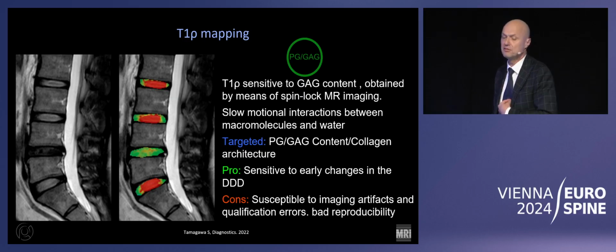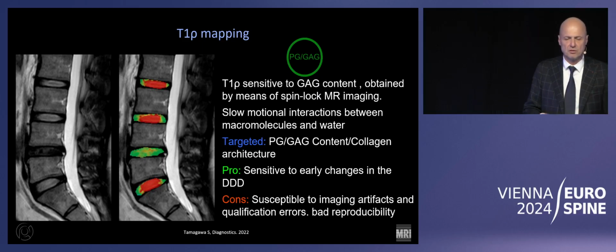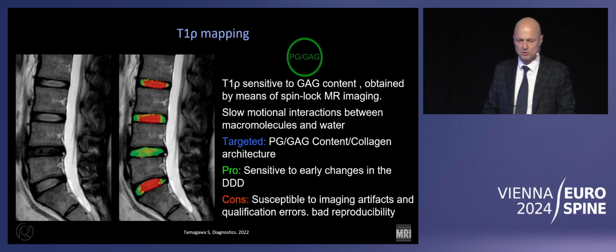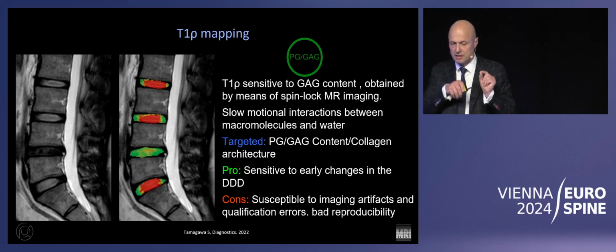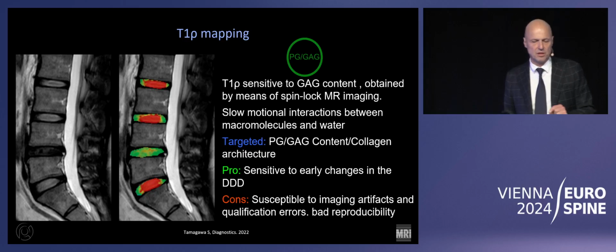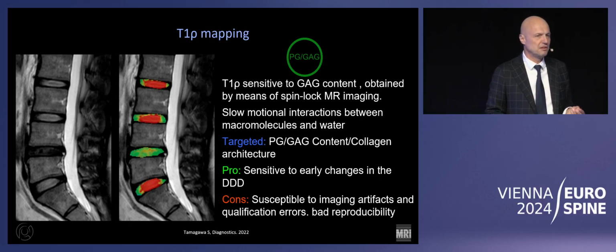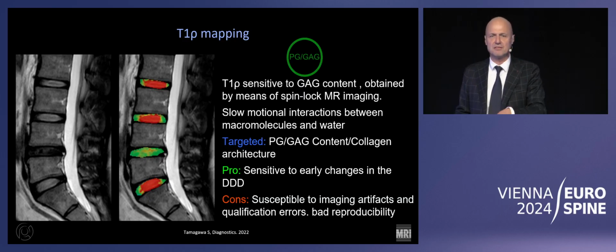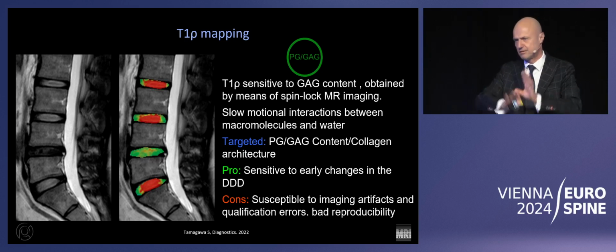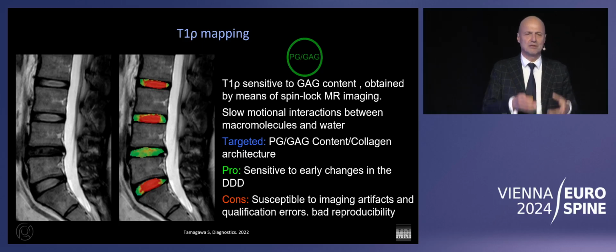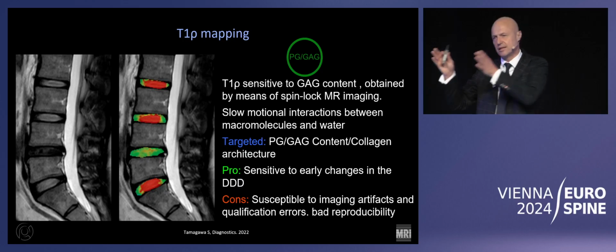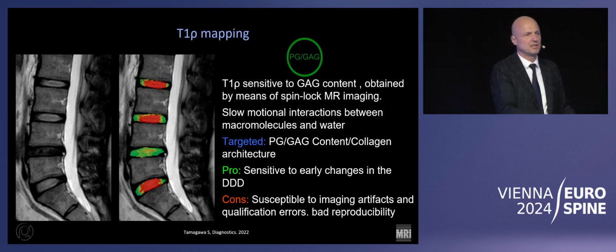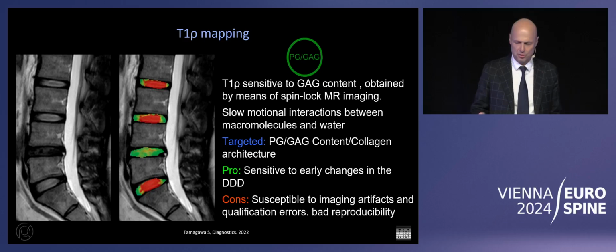This is T1 rho, very interesting because the target here is proteoglycans. With this method, you can address the proteoglycans in the nucleus pulposus, which is very interesting. However, the cons are it's very susceptible to imaging artifacts, and the reproducibility is very bad. If you take a person, even at the same time, 2 times in the scanner, you will have different results. If you take a different scanner, completely all over the place. So a method needs to be reproducible. You have to have the same result in one scanner, in the 3 Tesla, 1.5, in a different institution. If that's not working, this is rubbish.